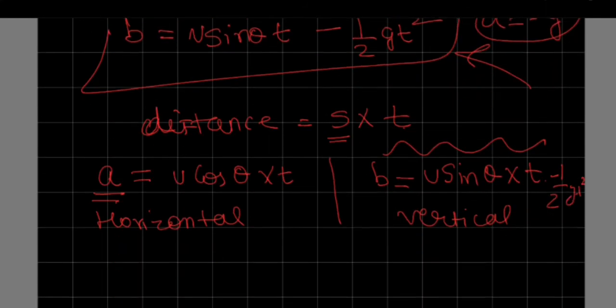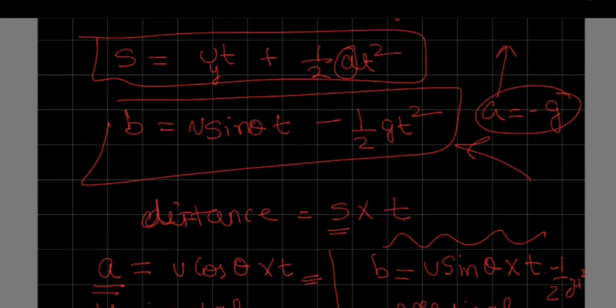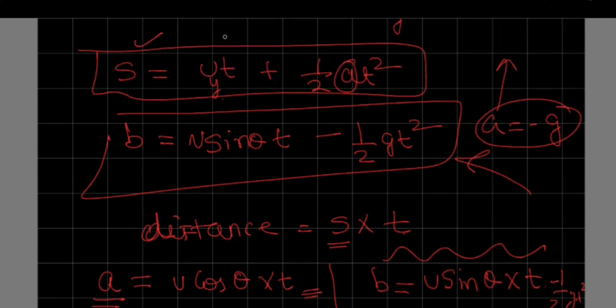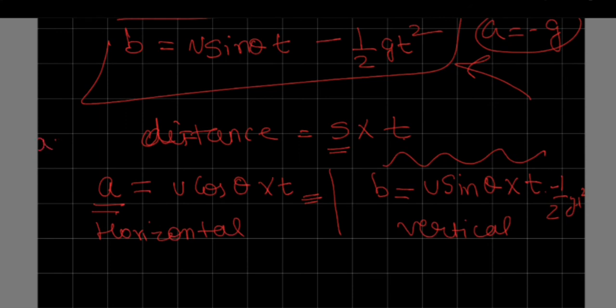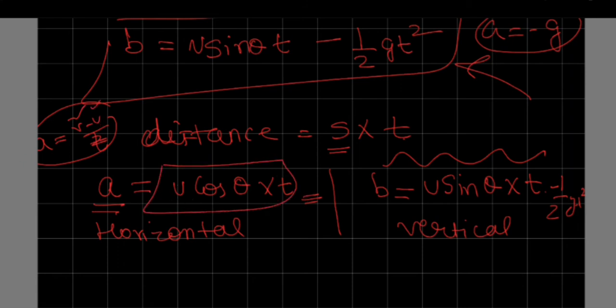If I ask why we didn't take anything here: the formula is s equals ut plus half at square, but for horizontal, the acceleration is 0. Acceleration is the rate of change of velocity, and there is no change in velocity horizontally, so acceleration would be 0. That's why we only take this value. Now you have the value of time from here, right? What's the value of time? a upon u cos theta.